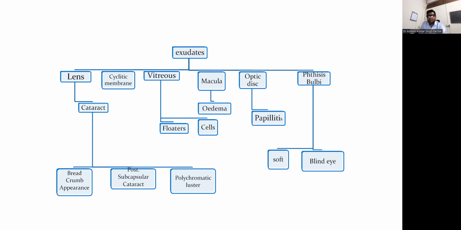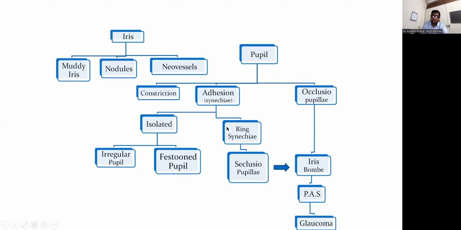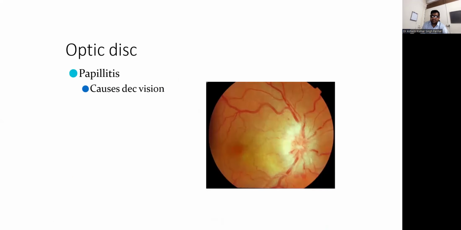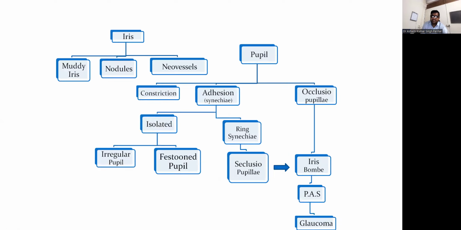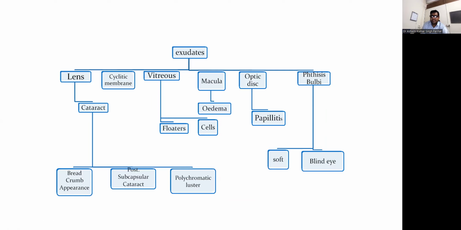When it involves the posterior segment and the retina is affected, then it can lead to inflammation of the optic disc or swelling of the papillary region of the optic disc. This is known as papillitis, or development of edema of the macula. This is the picture of papillitis. You can see the inflammation. And this is the macular edema. You can see the macular area appears dull, foveal reflex absent, and it appears edematous.